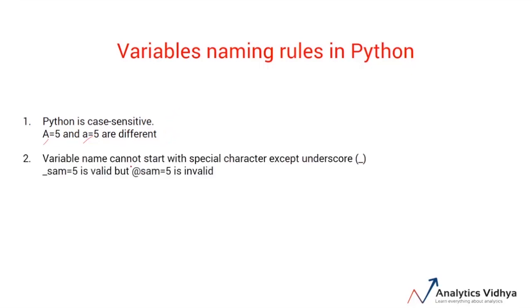Second, variable names cannot start with special characters except underscore. Because of this, _sam = 5 is a valid variable name, but @sam = 5 is invalid. Also, a variable name cannot start with a number. So something like 9sam = 5 is invalid.